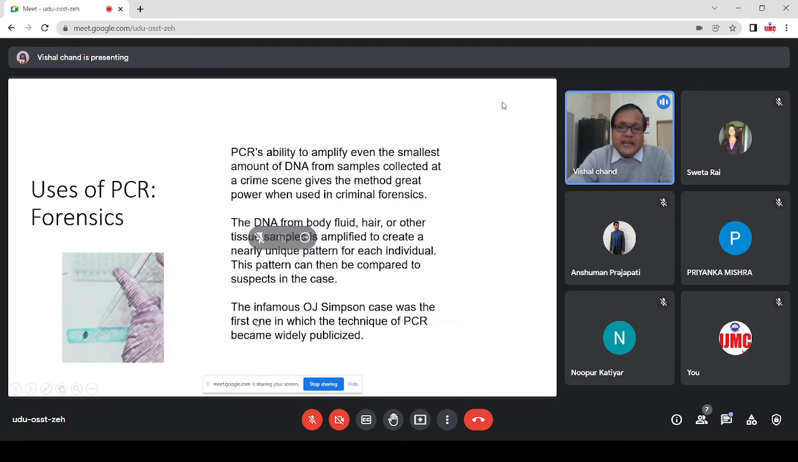Okay, so you can see that because of the PCR involved in forensics, we can investigate so many criminal cases with the help of the PCR method.